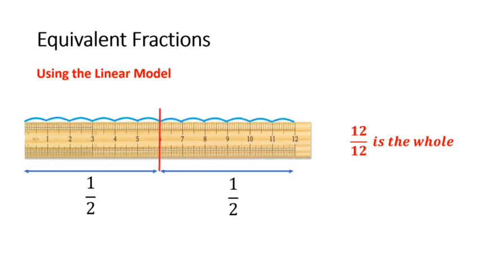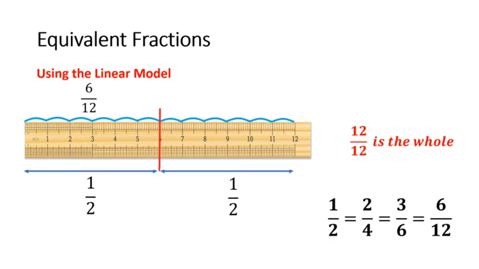Using another arrangement, we can see here, if we were to divide this line into 12 equal parts, then you can clearly see that there are 6 small divisions on the left hand side of the red line and the 6 to the right hand side of the red line. This therefore concludes that a half will also be equal to 6/12. In summary, we can say a half is equivalent to 2/4, which is equivalent to 3/6, which is equivalent to 6/12.